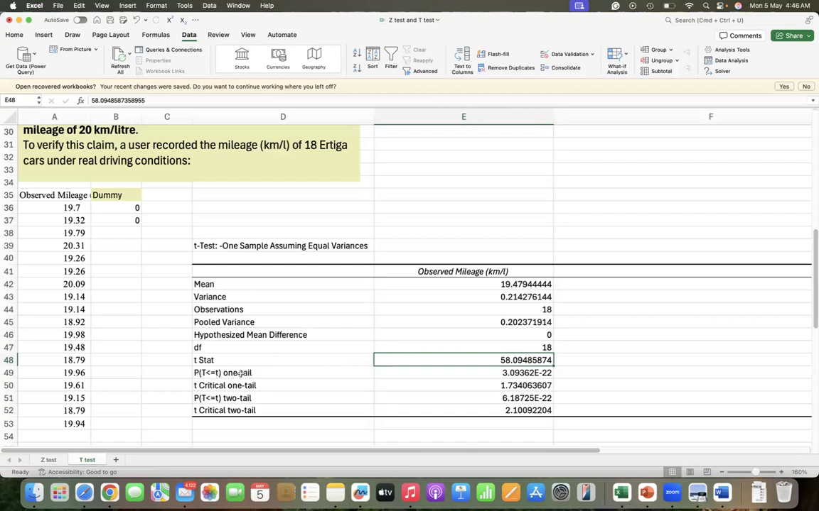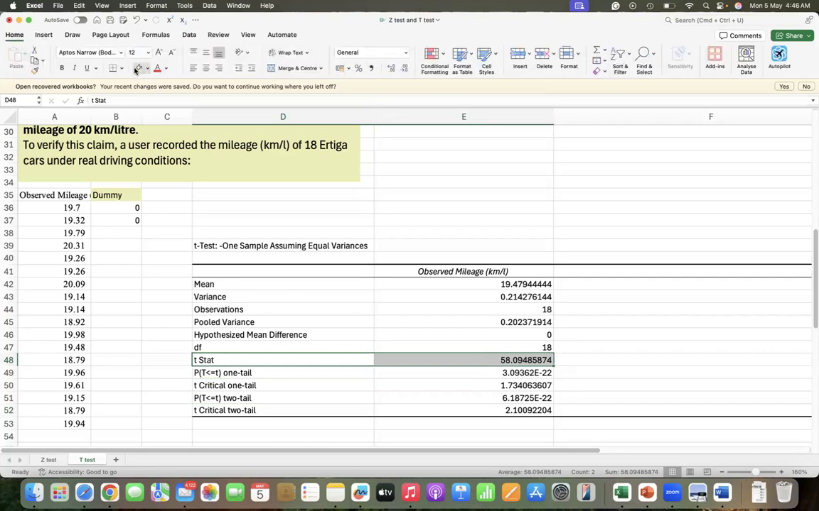P value for one tail, t critical value for one tail, p value for two tail, t critical value for two tail. Let us understand how we interpret this. First, look at this t statistic. This is the t calculated value. Like we were calculating it from the formula x bar minus mu divided by. So this is that value.